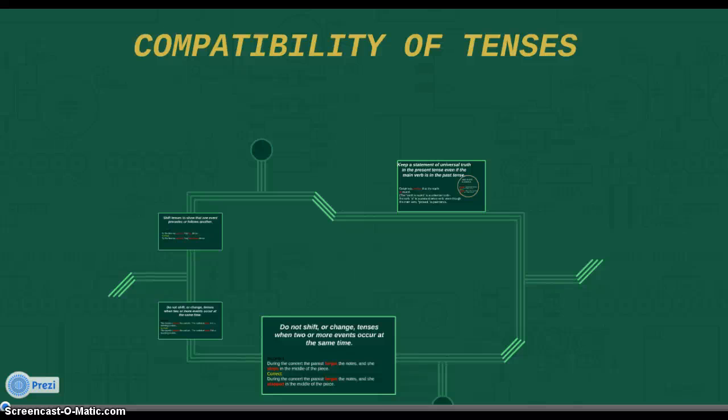We've been talking about verb tenses, the different tenses, how to make them, and how to use them. Another thing that we need to talk about that goes along with that same idea is compatibility of tenses. Compatibility of tenses means that you're not shifting tenses between present tense, past tense, and future tense to make it more confusing for your reader.